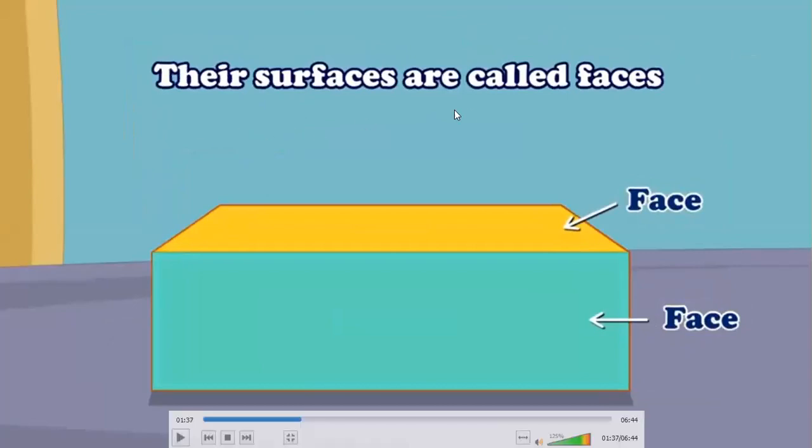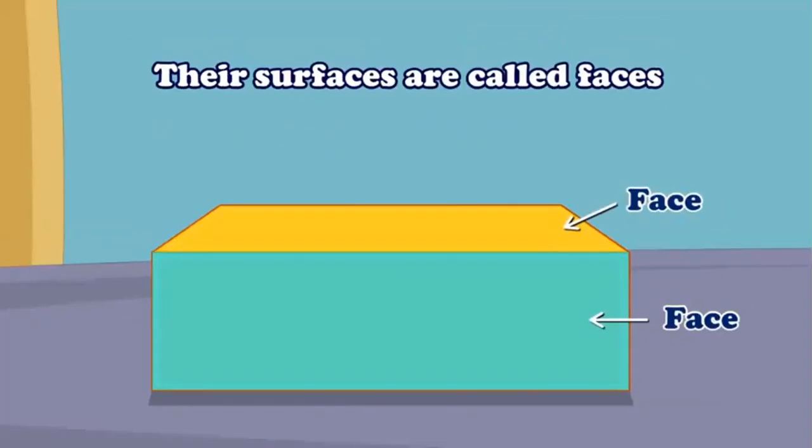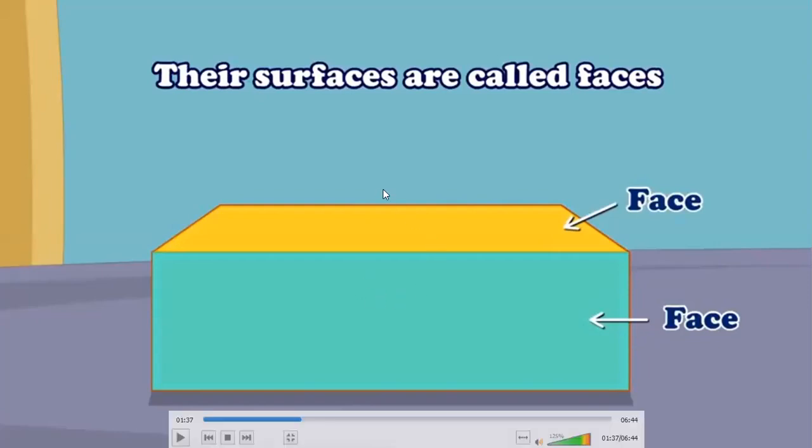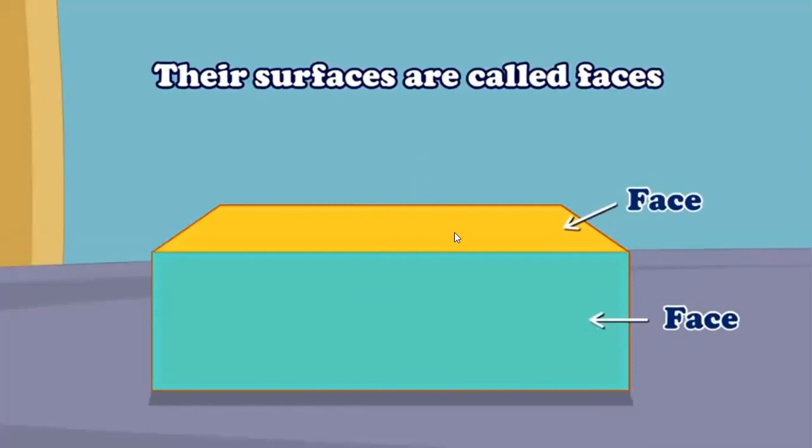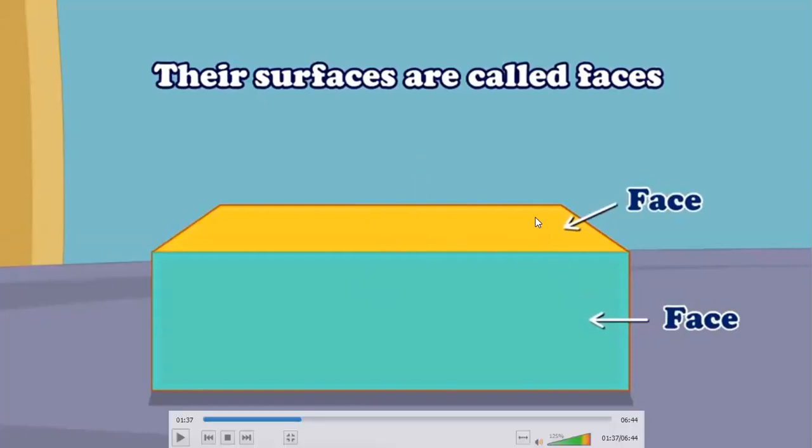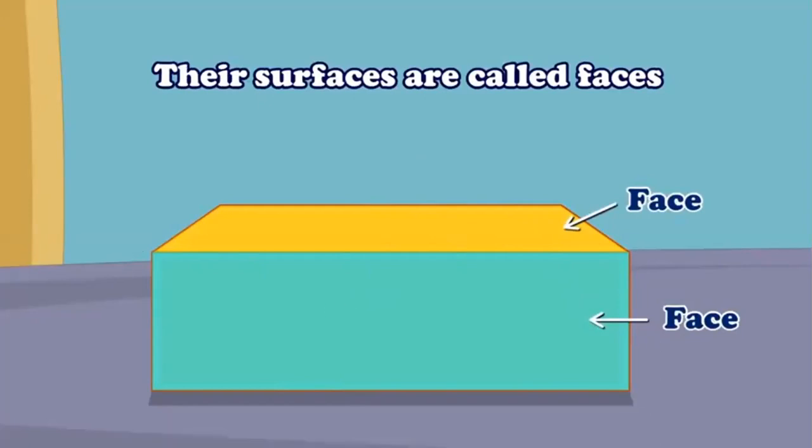Now guys, their surfaces are called faces. What you're going to study about the 3D shapes, I told you, is based on the properties of their faces, vertices, and edges. So their surfaces are called faces. Like this is a face, this is a face. On the right side there is a face, on the left side a face, and on the bottom, just opposite to that, there is one more face. You should know how many faces are there in the different 3D shapes.